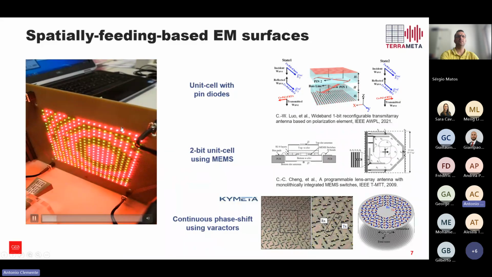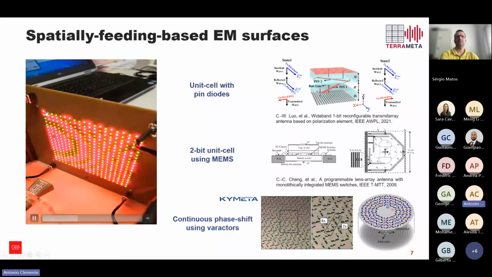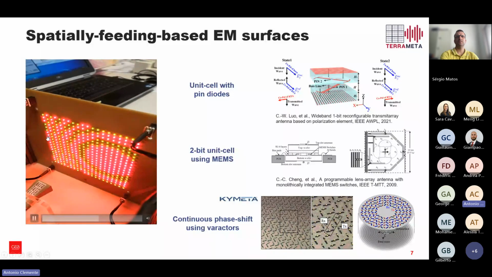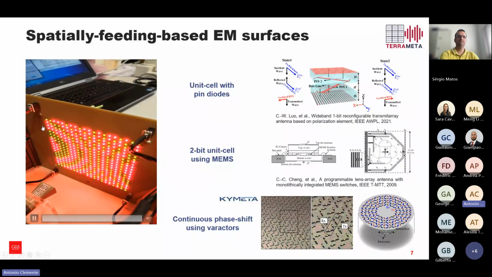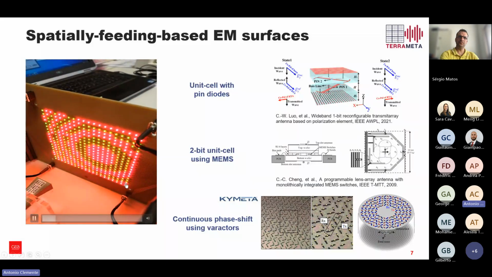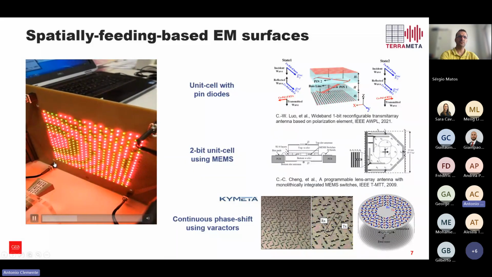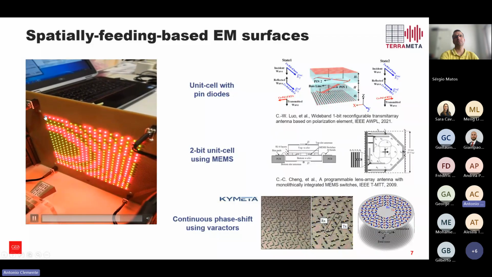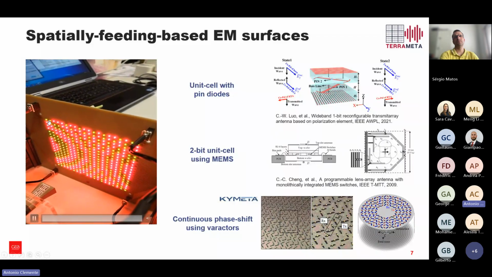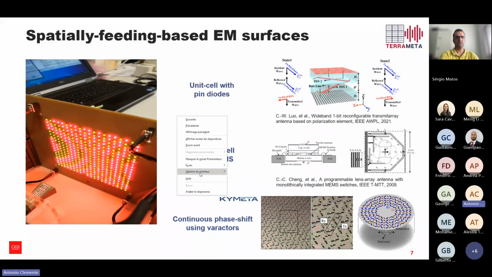We need to electronically control the phase level on the different unit cells. In this case, we replaced the pin diodes with LEDs in order to show how we can electronically control the level on each unit cell. We use a 1-bit phase control, so you have only 2 colors. Typically, this kind of phase control can be achieved using pin diodes, MEMS switches, or varactors.